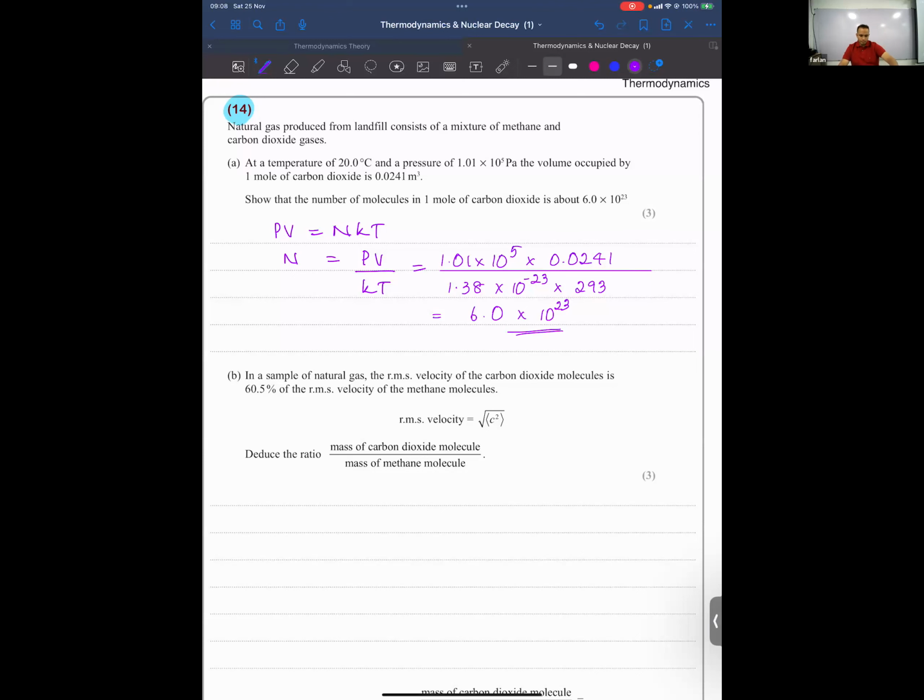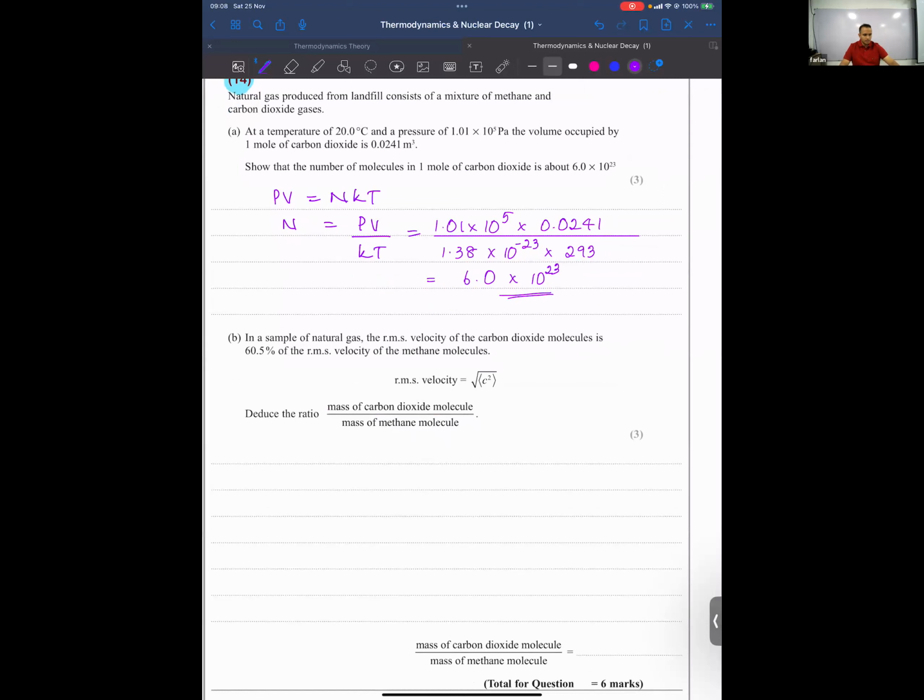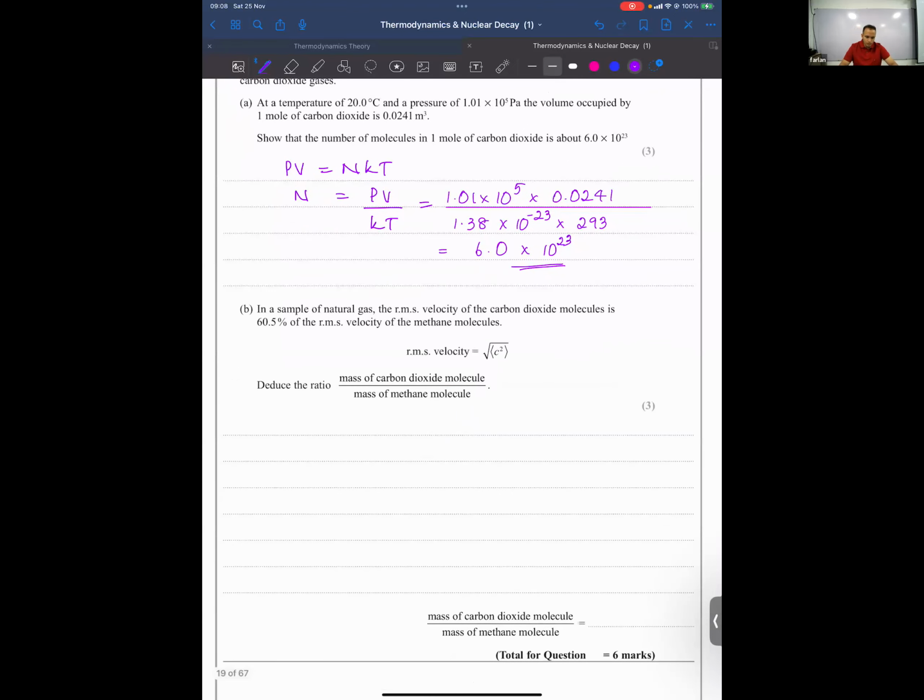Okay. Right. In a sample of natural gas, the RMS velocity, the root mean square velocity of carbon dioxide molecules, is 60.5% of the RMS velocity of the methane molecules. RMS velocity is the square root of the mean square speed. Deduce the ratio of the mass of a carbon dioxide molecule over the mass of a methane molecule.